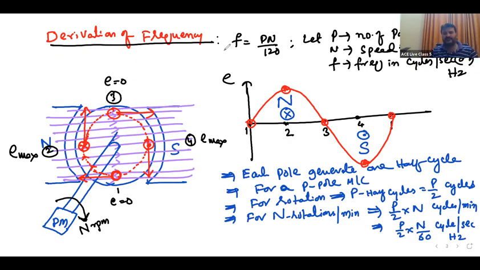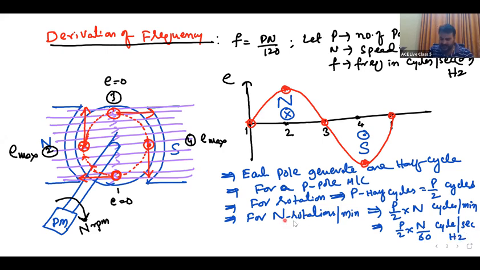For example, if now I ask a question where N is given in RPS. Here in this diagram, I have taken N rotations per minute. Dear students, see, N rotations per minute. That's the reason for P by 2 into N cycles per minute, because speed is per minute and this is also per minute. Cycles per minute that we are converting to Pn by 120 cycles per second.